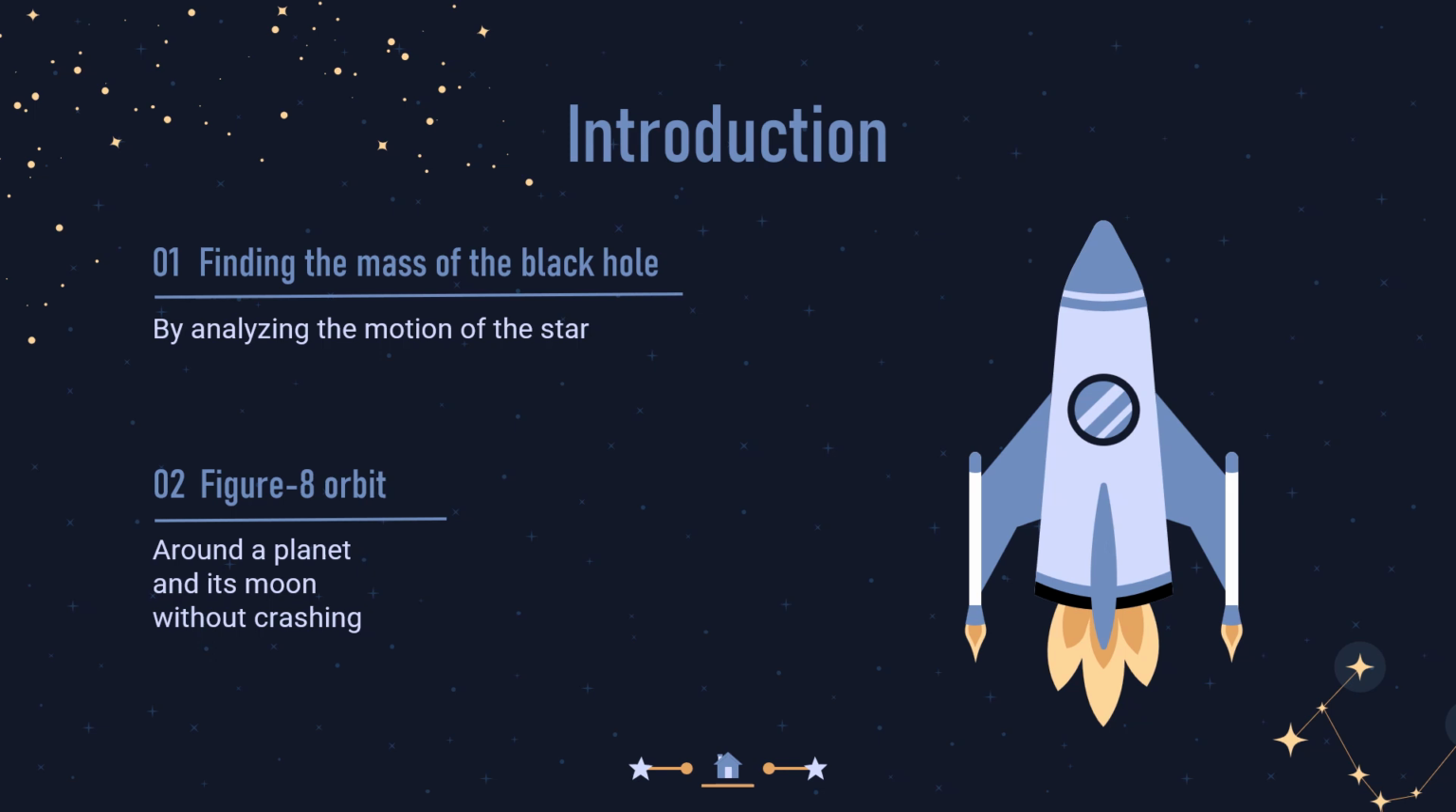There are two parts of this lab. Part 1, the goal is to find the mass of the black hole, and we do this by analyzing the motion of a star that was given to us in the starter code. The second part, you're an astronaut that landed on a moon of a planet and decided that you want to orbit the moon and planet in a figure-8 pattern without crashing into either the planet or the moon. Also, this lab is used to demonstrate Newton's second law and its relationship with momentum.